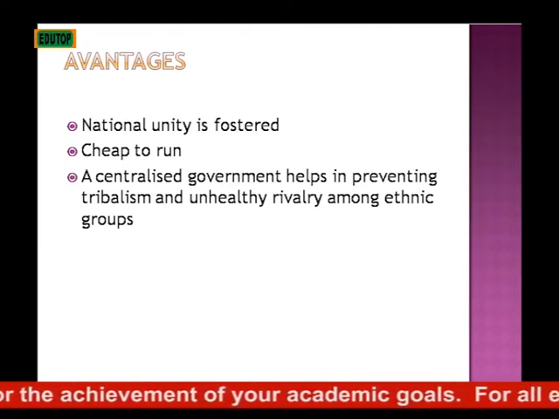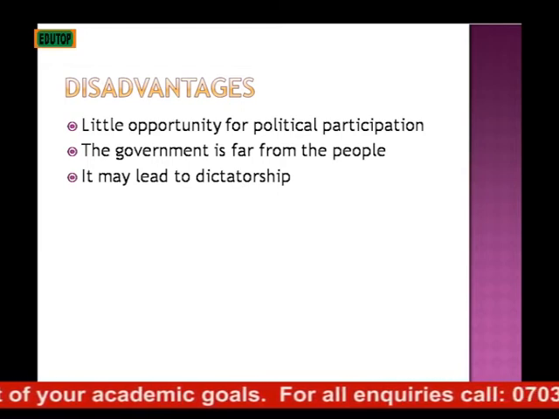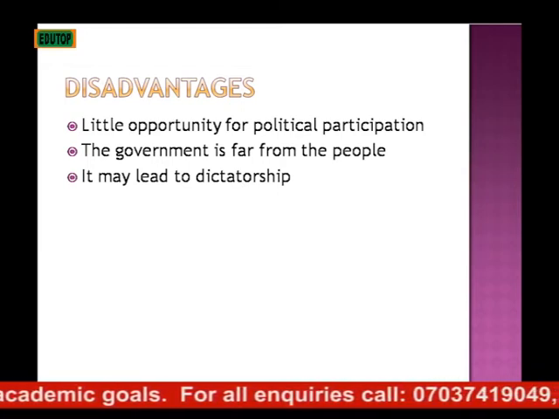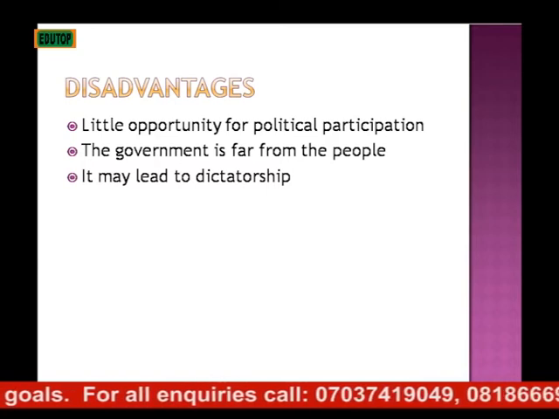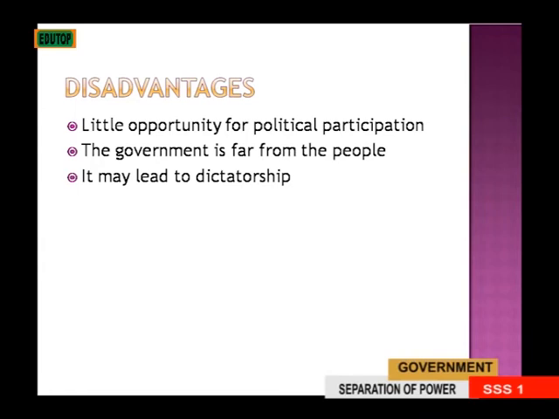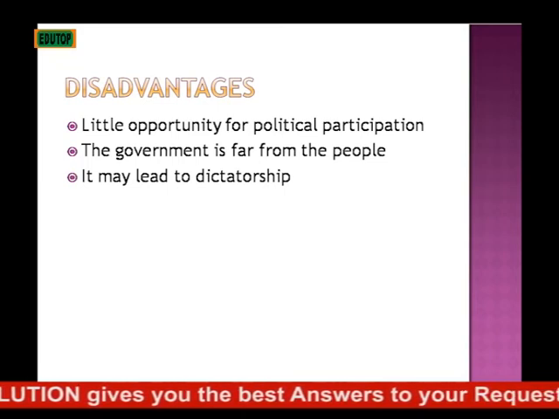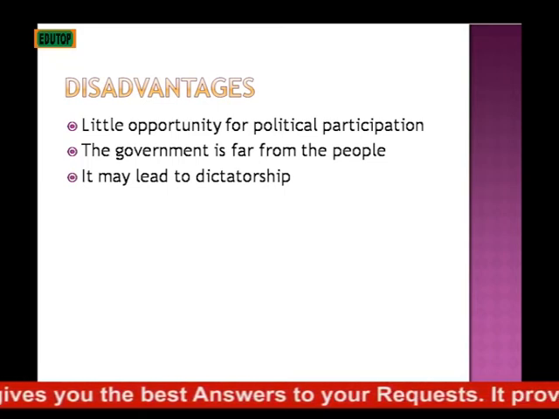Of course, there are a number of disadvantages. What are they? There is little opportunity for participation in politics. Yes, those in the rural areas or at the grassroots do not have all it takes to participate because power is concentrated in the center. Again, the government is far from the people. This, of course, takes from the first one. And finally, it may lead to dictatorship.